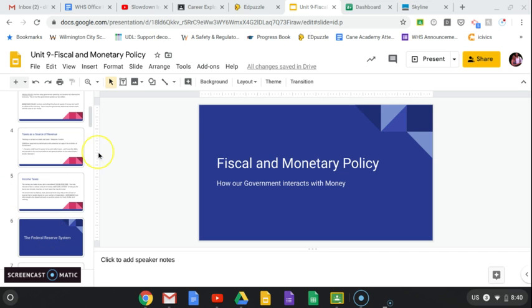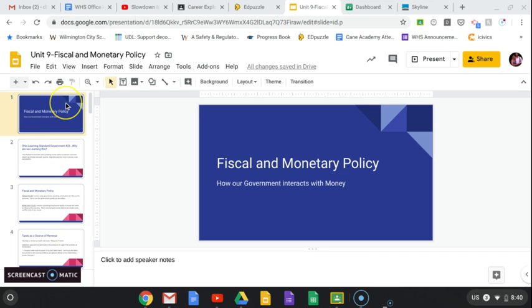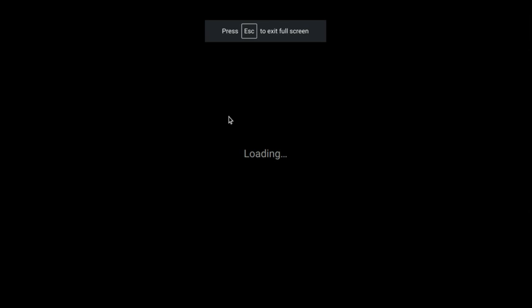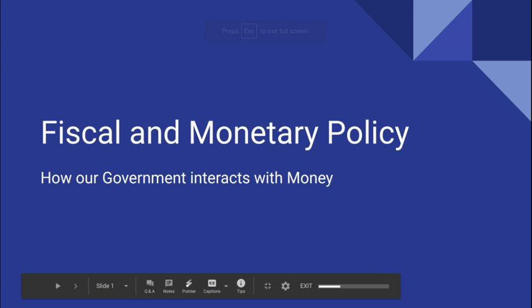Everybody, we're going to go ahead and start doing monetary and fiscal policy, which is our last state standard unit for the year. Let's go ahead and get that started. So, monetary and fiscal policy is how our government interacts with money and how they use your money to run the government.